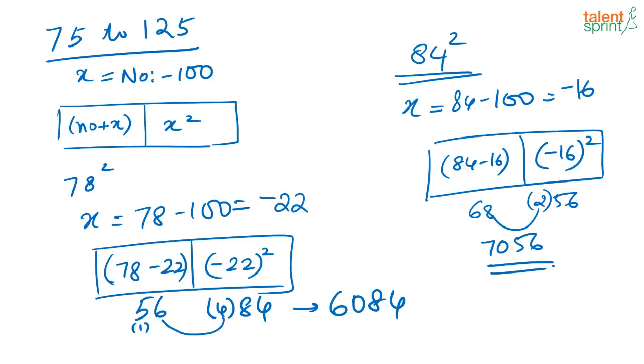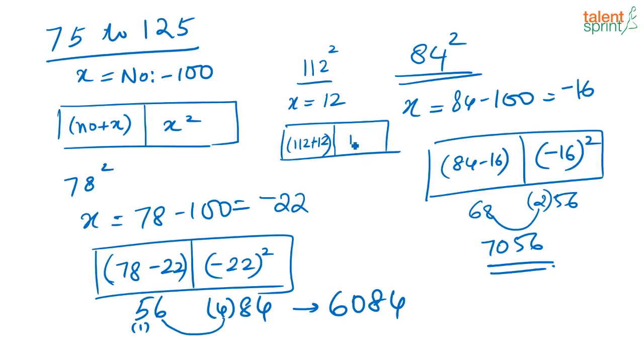Let's do 112 squared. Can you guys tell me what answer you will get when you do 112 squared using this method? If I have to do 112 squared, what is my x? It is 112 minus 100, that is equal to 12, so 12 is my x. So just put in the box. The first 2 digits will be the number plus x, that is 112 plus 12. And then here it's going to be x squared, that is 144.